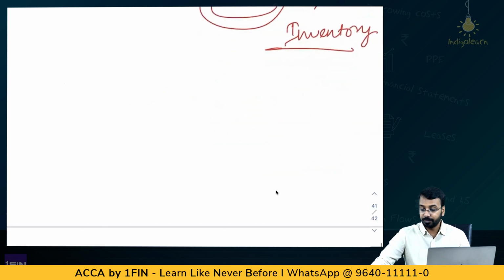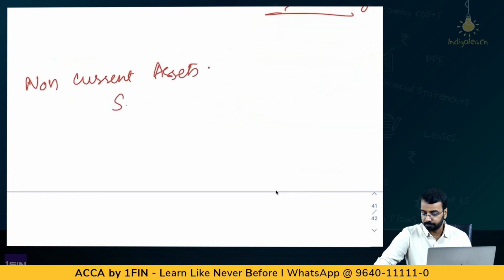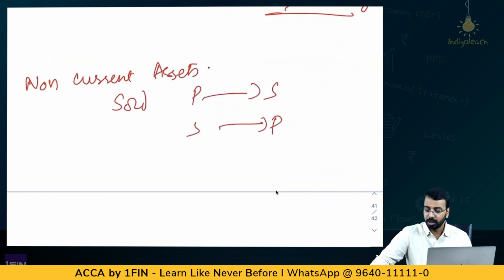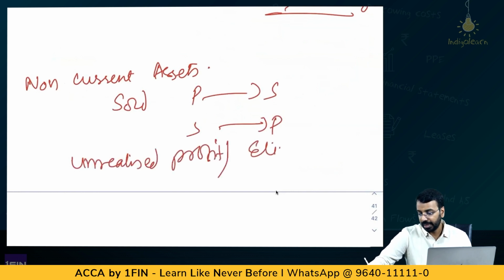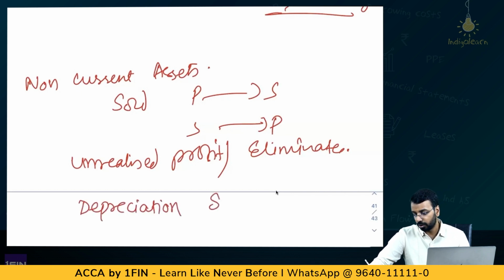Okay. Similar treatment happens when non-current assets are sold by parent to subsidiary or subsidiary to parent. So, whatever is the unrealized profit, you will eliminate in the same way as you eliminate unrealized profit for inventory sale. But one more thing that you have to keep in mind when there is an unrealized profit on sale of your non-current asset, depreciation should also be adjusted. Sir, why should depreciation be adjusted? Very simple.